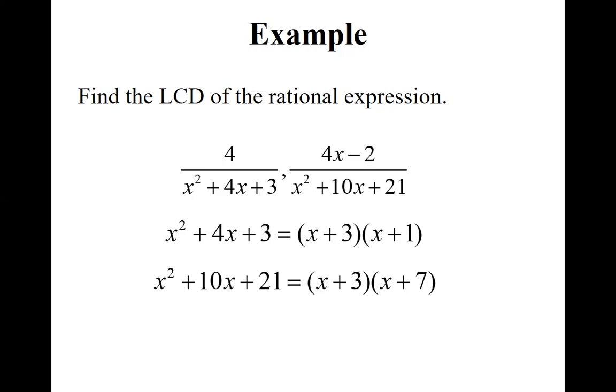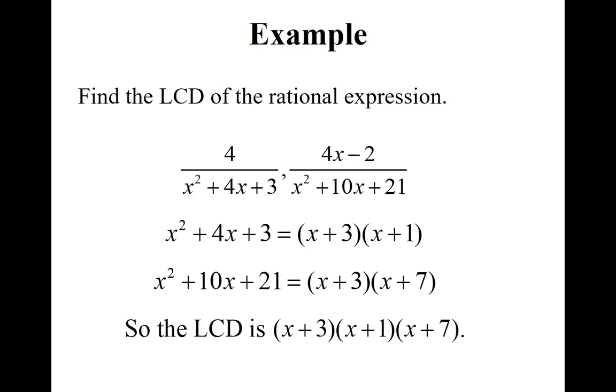Each unique factor is x plus 3, x plus 1, and x plus 7. They're all only raised to the first power everywhere we see them. So the LCD is x plus 3 times x plus 1 times x plus 7. Don't get confused and think the x plus 3 is squared because we have 2 of them. The only thing that second x plus 3 does, since it's in the other denominator, is get skipped because it was already included.